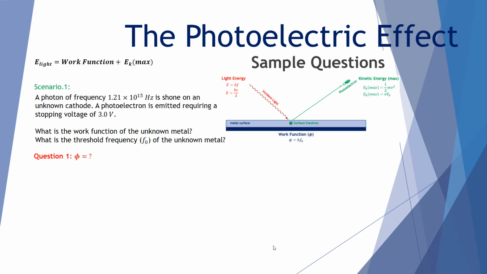Scenario number 1, a photon of frequency 1.21 by 10 to the 15 Hz is shone on an unknown cathode. A photoelectron is emitted requiring a stopping voltage of 3 volts. What's the work function of the unknown metal? And what is the threshold frequency f0 of the unknown metal?